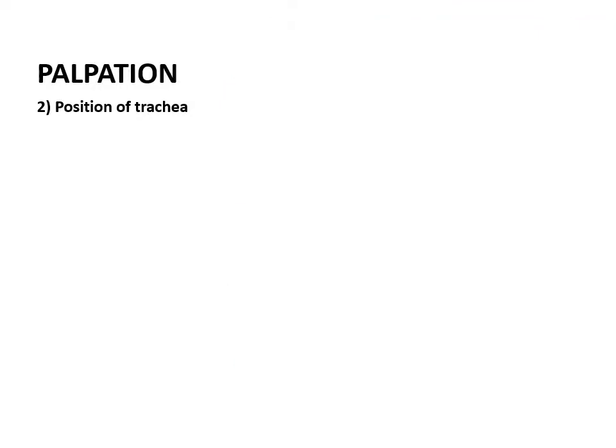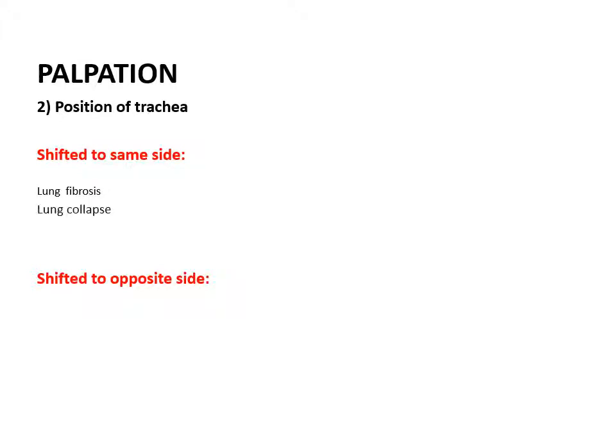Now, what are the causes of shifting of trachea? The trachea can be shifted to the same side or to the opposite side. When the trachea has been shifted to the same side, there can be lung fibrosis or collapse. And if it has been shifted to the opposite side, there may be pleural effusion, pneumothorax or lung tumor. Now, how do you understand shifting on the same side or opposite side?